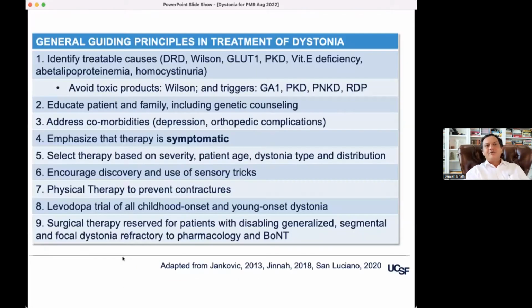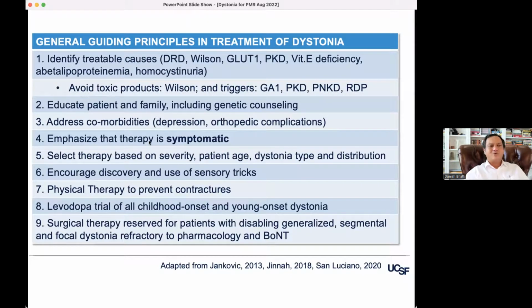So, general guiding principles on how you approach treatment of these dystonias. Of course, you want to identify any treatable cause, any toxins, any immune deficiencies, inflammatory illnesses, and so on and so forth. You want to educate the patient and family about genetic dystonias with genetic counseling and address the comorbidities. The therapy is symptomatic because dystonia happens due to reorganization of the cellular architecture in the brain, new networks, and that is not something that we can correct right now.